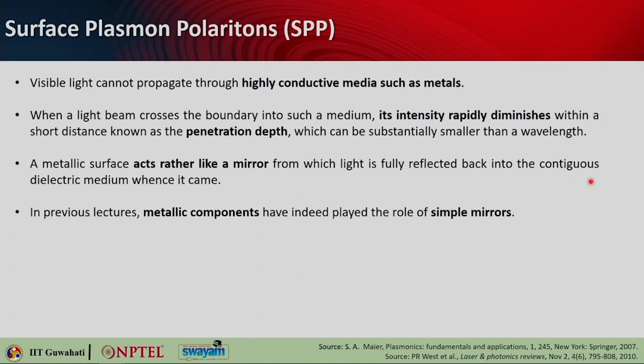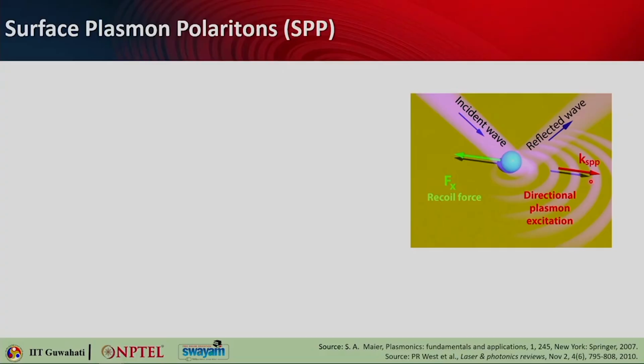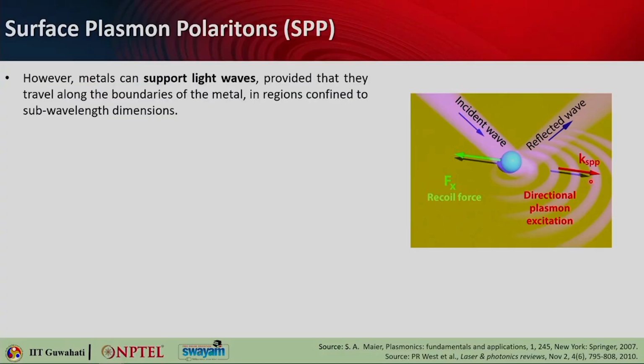In the previous lectures, the metallic components have played the role of simple mirrors. If you remember the reflecting surfaces we were discussing, you can think of metallic components there, and the purpose there was simply to act as mirrors. Now, if I say that metal also supports some kind of light wave, do not be surprised. Typically, when you see an incident wave, there is a reflected wave.